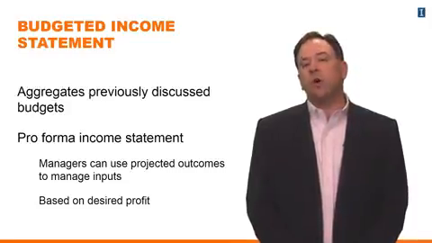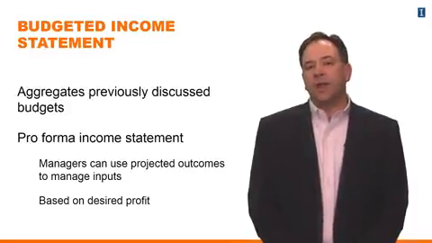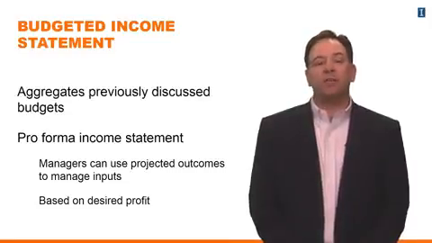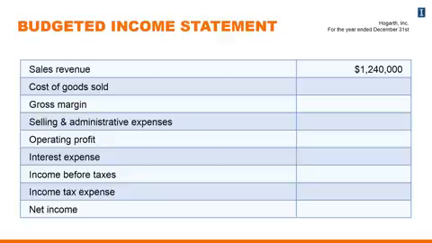So let's turn to Hogarth's budgeted income statement and build it using the component budgets that we just created. First off, we start at the beginning of the budgeted income statement, and that is the sales revenue that is projected. This number, $1,240,000, comes directly from the sales budget that we created at the beginning of the budget process.